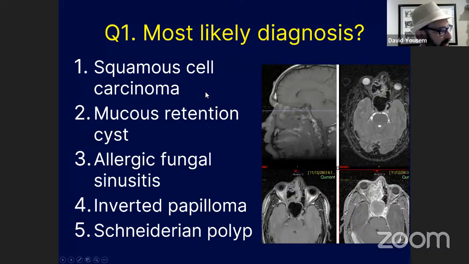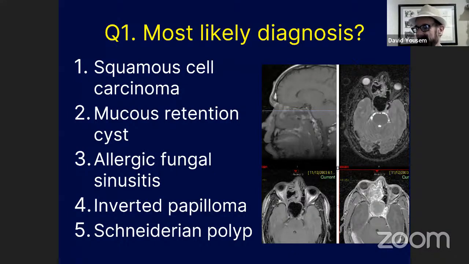Do you think this is most likely a squamous cell carcinoma, a mucus retention cyst, allergic fungal sinusitis, inverted papilloma, or a Schneiderian polyp? So looking at the pathology that's being demonstrated, what do you think the most likely diagnosis is? If you think it's squamous cell carcinoma, answer number 1. If you think it's a mucus retention cyst, answer number 2. If you think it's allergic fungal sinusitis, answer number 3. For inverted papilloma, you're going to put number 4. And for a Schneiderian polyp, put number 5. So we've got about 200 people on board, and we're going to see what the audience recommends.